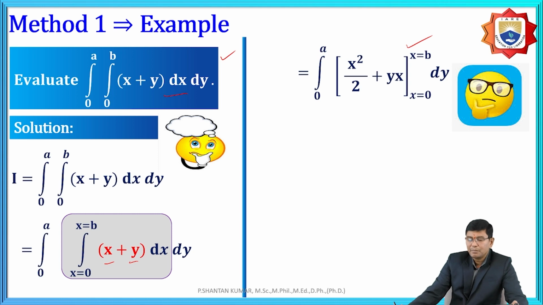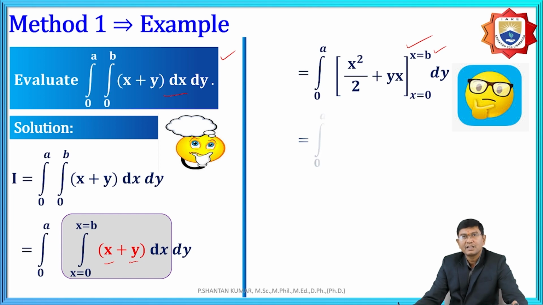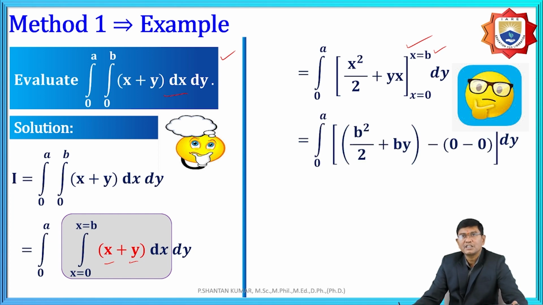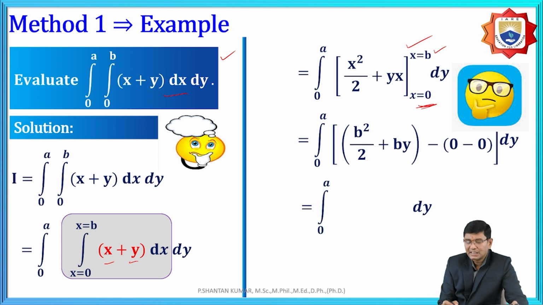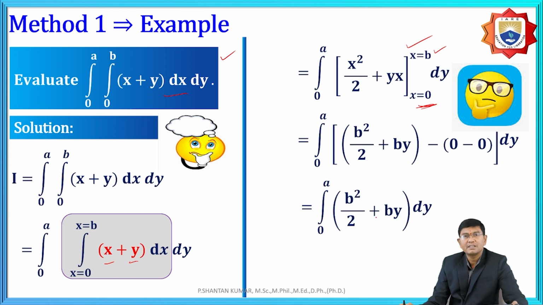Now, by replacing the upper limit x is equal to b and the lower limit 0, after replacing one by one, the value is b square by 2 plus by minus, for the lower limit x is equal to 0, the value is 0 minus 0, into dy. After simplification, the value is b square by 2 plus by.